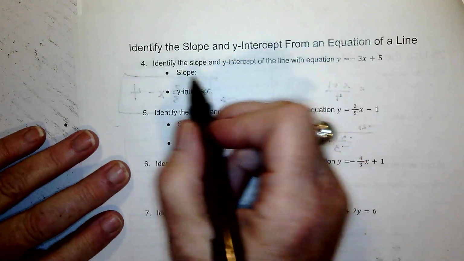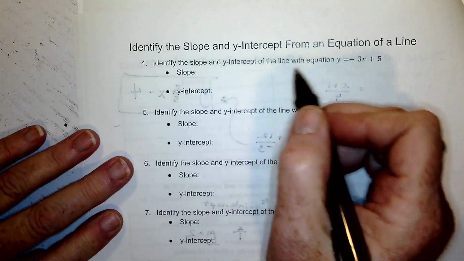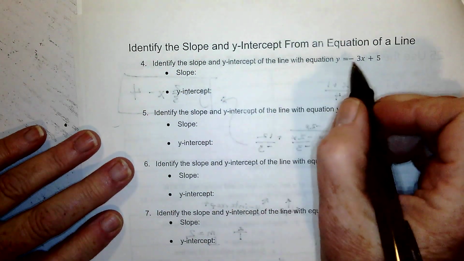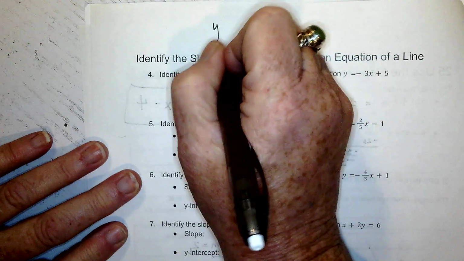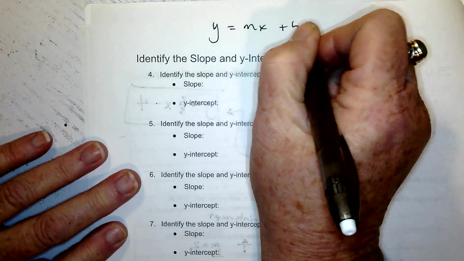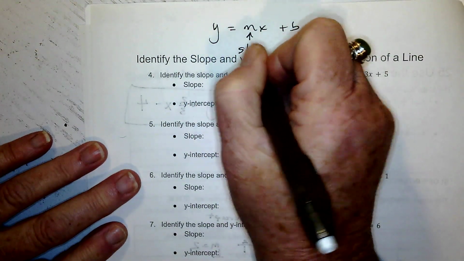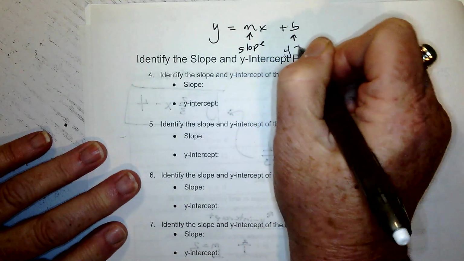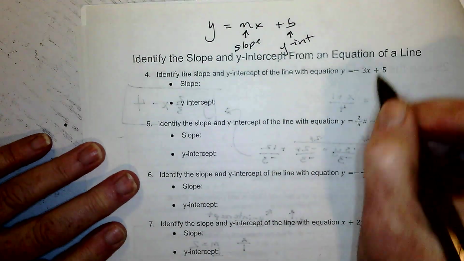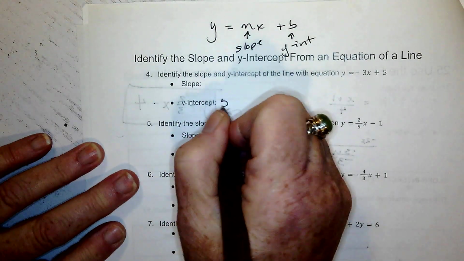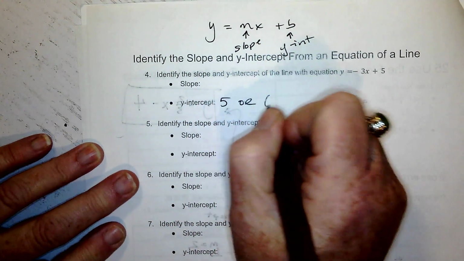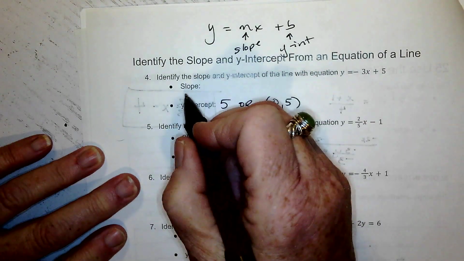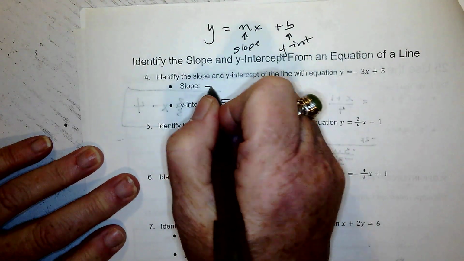Sorry guys. Identify the slope and y-intercept of the line. That's all we're doing here. We're not writing any equations. So the slope, now we've discussed this, if y equals mx plus b, where m is the slope and b, including the sign, is your y-intercept. All right, so your y-intercept is positive 5, or you can write it as (0, 5), because it is an ordered pair, and your slope is -3.